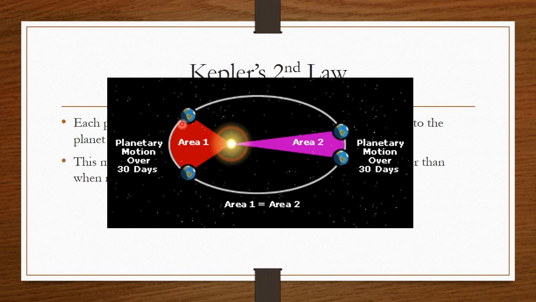In 30 days, over here on the left, since it's moving faster, it's going to go a farther distance than over here. Here, since it's further away, it's moving more slowly. It doesn't cover as much distance along the ellipse as over here on the left. But either way, it still sweeps out the same amount of area in the same amount of time.